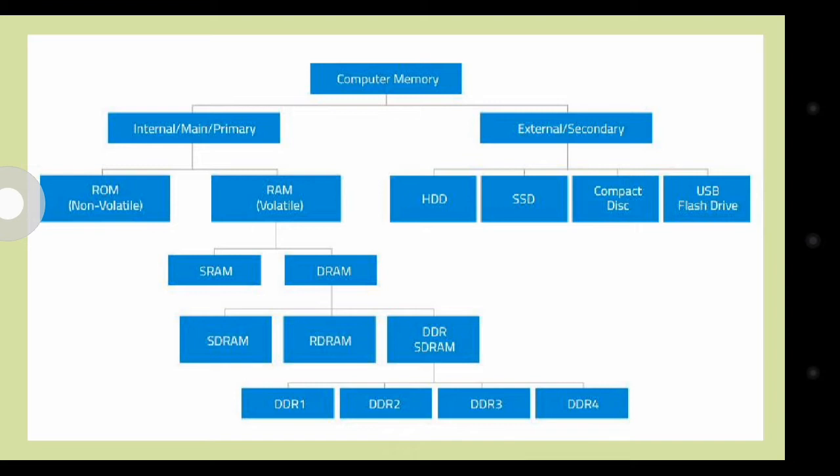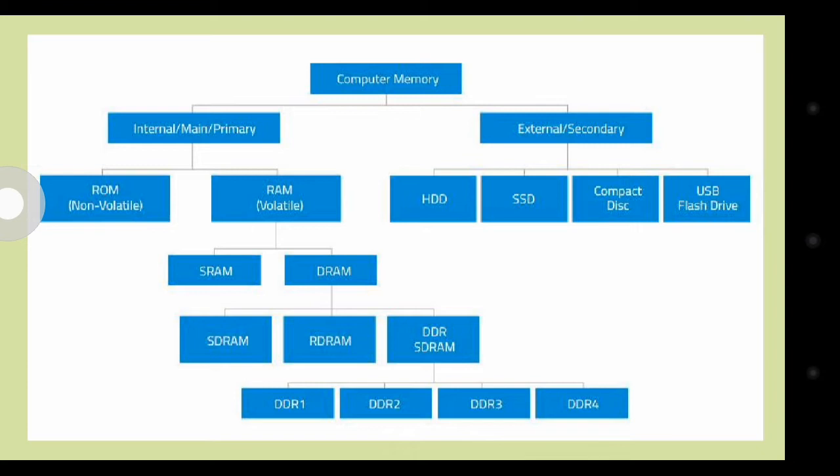And the two types of computer memory are the primary and the secondary. The external or secondary memory refers to a storage device that can retain or store data persistently. They could be embedded or removable storage devices. Examples include hard disk or solid state drive, USB flash drives, and compact disks.